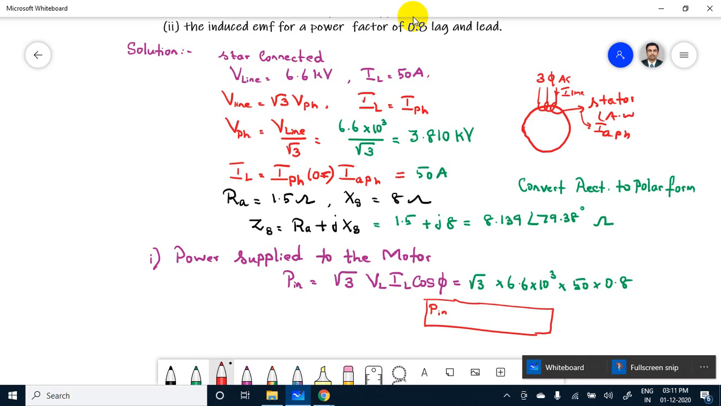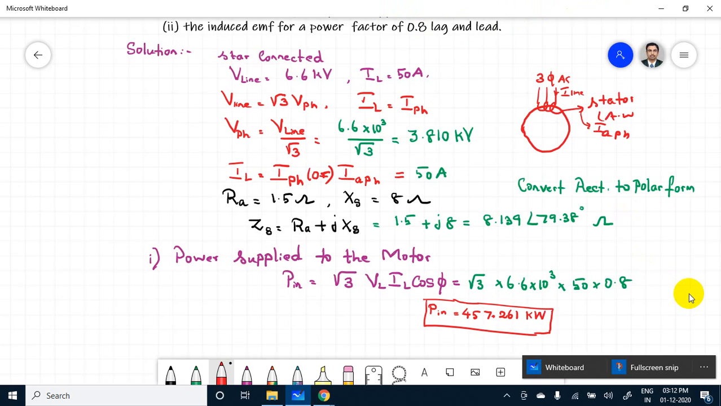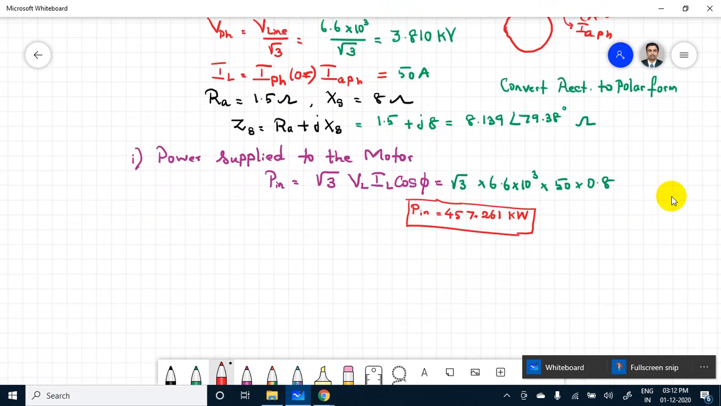Anyone? Give me the solution. The answer is 45761.41, which is 457.261 kilowatt. The unit of power is watt, okay, kilowatt. 457.261 kilowatt, okay, that is my first subdivision.